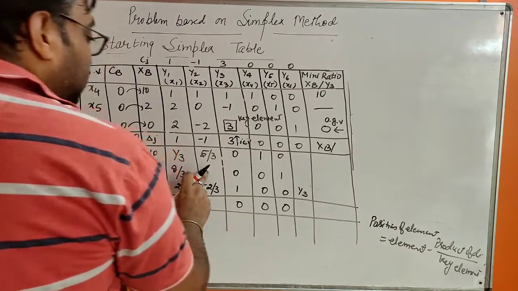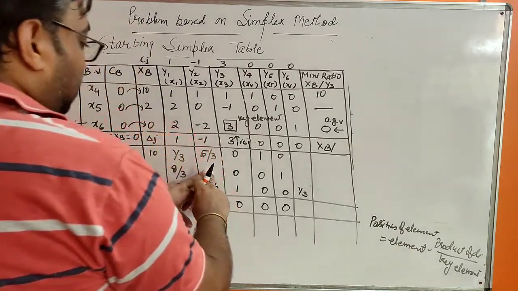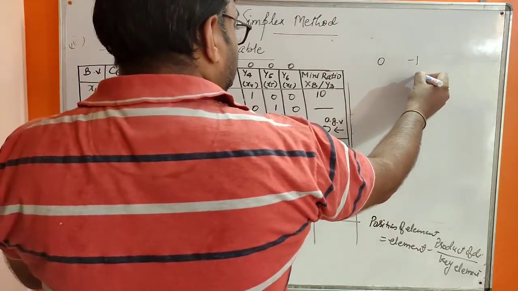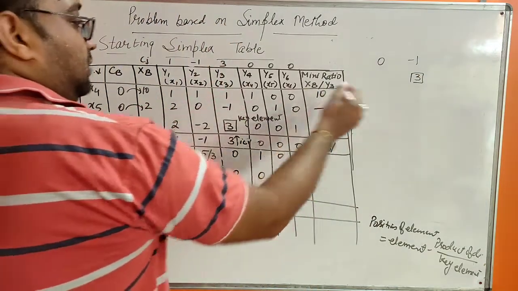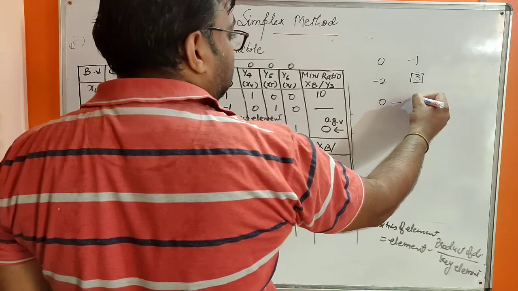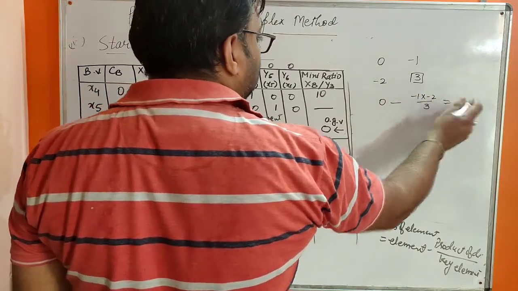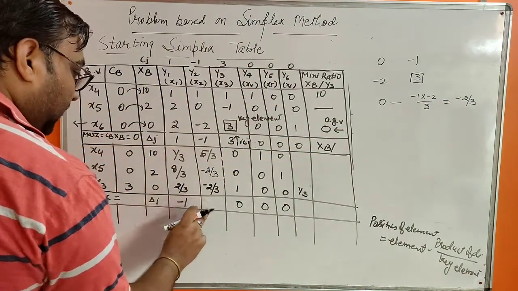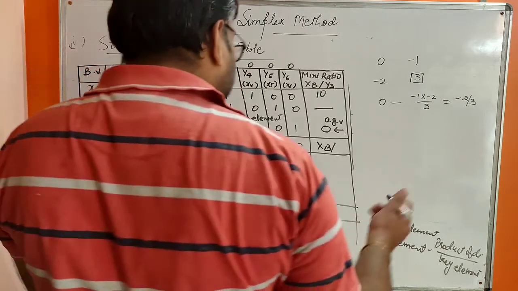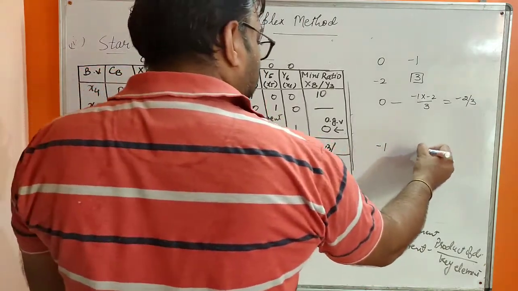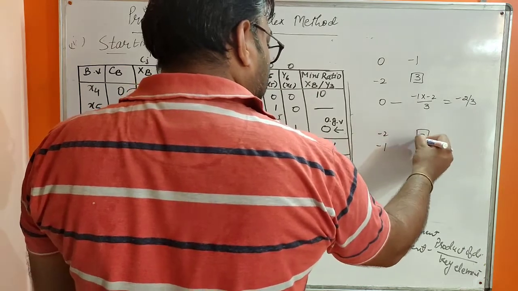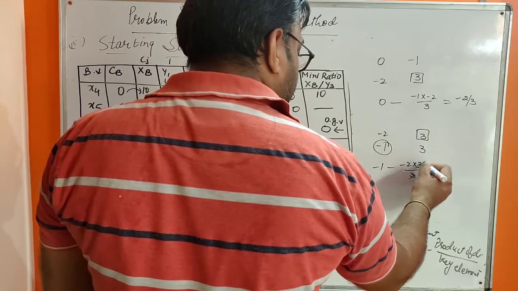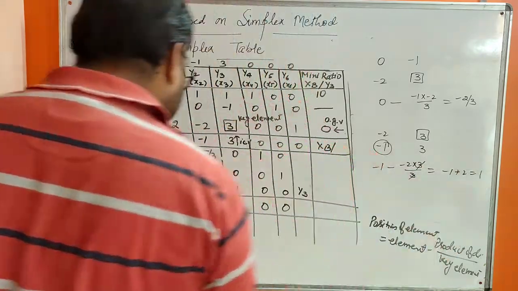Now identify this particular element. What is written at this place? 0. What is in front of 0 in key element column? Minus 1. This is key element and this is minus 2. 0 minus minus 1 into minus 2 upon 3. Minus minus plus, plus minus, that is minus 2 by 3. Now identify this particular element. This is minus 1, 3, 3, minus 2. So minus 1 minus 2 into 3 upon 3, that is minus 1 plus 2, that is 1.